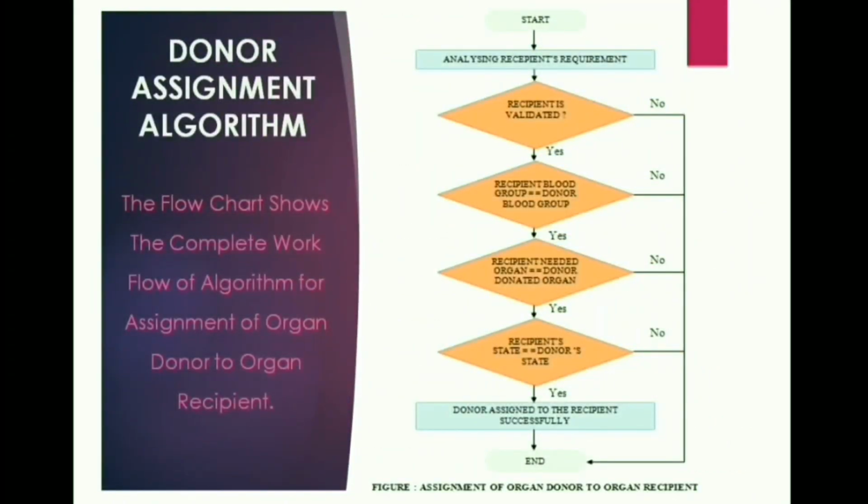Let's start with the donor assignment algorithm. The flowchart shows the complete workflow of the algorithm for assignment of a donor to a recipient. It starts with analyzing the recipient's requirement. Then it will check whether the recipient is validated or not. Then it will check whether the recipient's blood group matches the donor's blood group. Afterwards, it will check whether the organ needed by the recipient matches the organ donated by the donor. Later, it will check whether the region of the recipient matches the region of the donor. If all the criteria are fulfilled, only then will the donor be assigned to the recipient successfully.